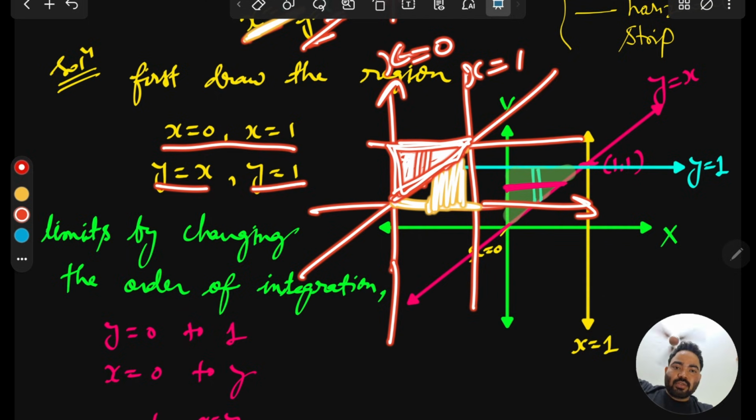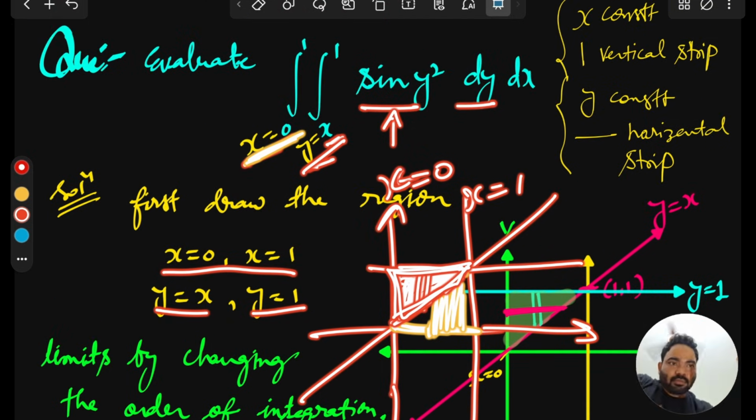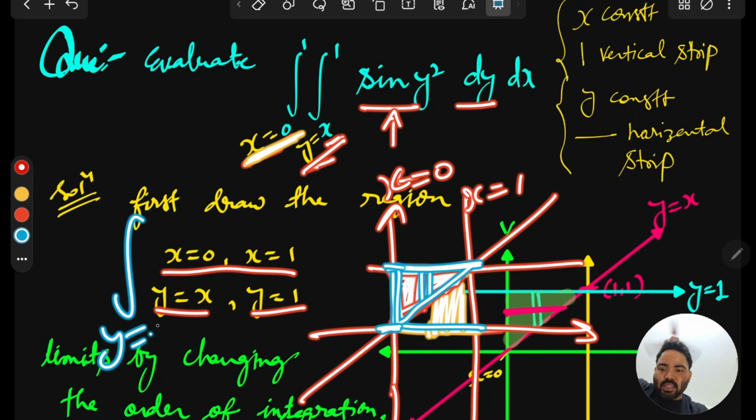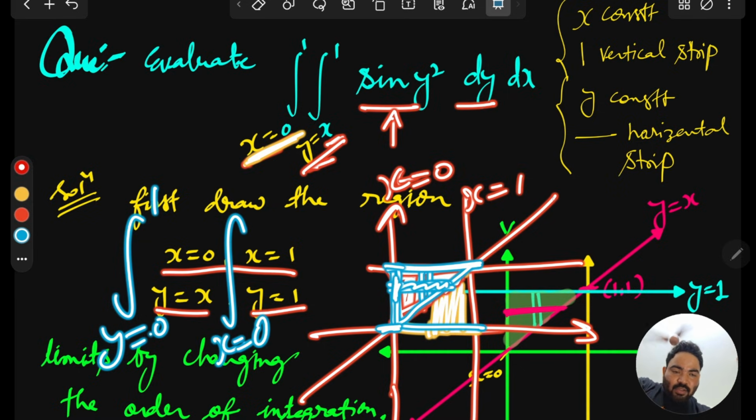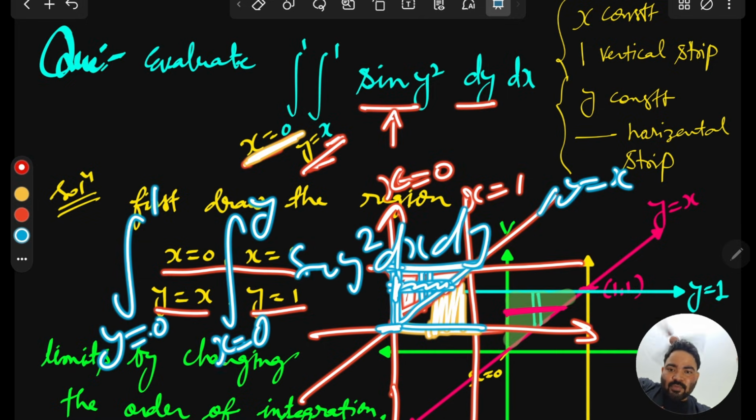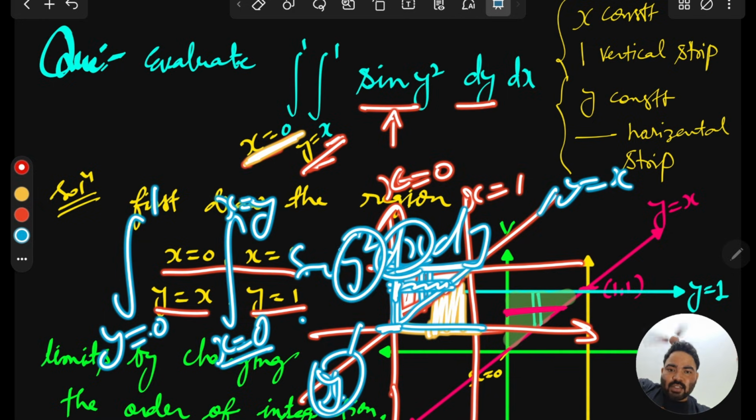So see, if you are going to change the order, then what do you have to do? See, x is constant and you are taking a vertical strip. Now to convert this: x is moving 0 to 1, and in this region y is moving 0 to 1. Just convert constant x to constant y. y is moving 0 to 1. Now how is x moving? If this is a vertical strip, then take a horizontal strip. This is the x equal to 0 line, and along with this line y equal to x, so x goes from 0 to y, sin y square dx dy. Now this becomes the x limit. If you integrate with respect to x first, then the integration of dx will give you x. If you put the upper limit y, after that you can easily solve this integral.